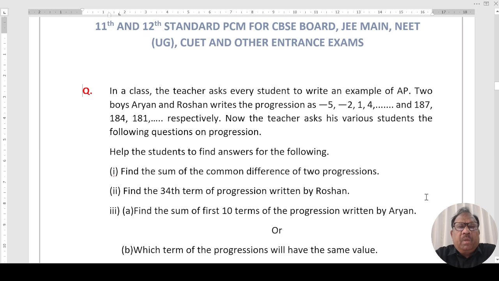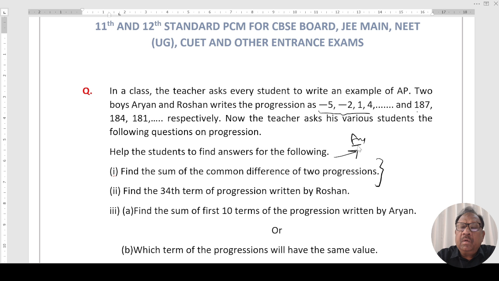Question is, in a class, the teacher asks every student to write an example of an AP. Two boys, Aryan and Roshan, write the progressions as -5, -2, 1, 4, and 187, 184, 181, and so on, respectively. Now the teacher asks the students the following questions on progression. Help the student to find the answers. Find the sum of common differences of the two progressions.